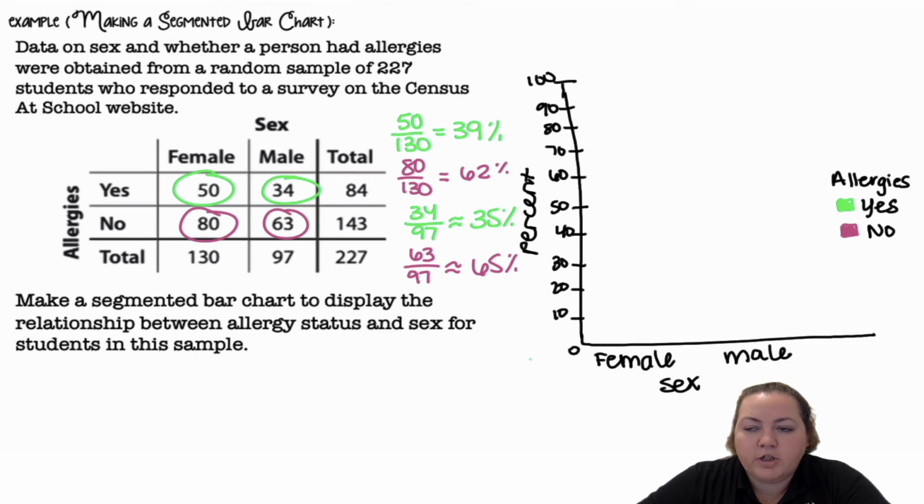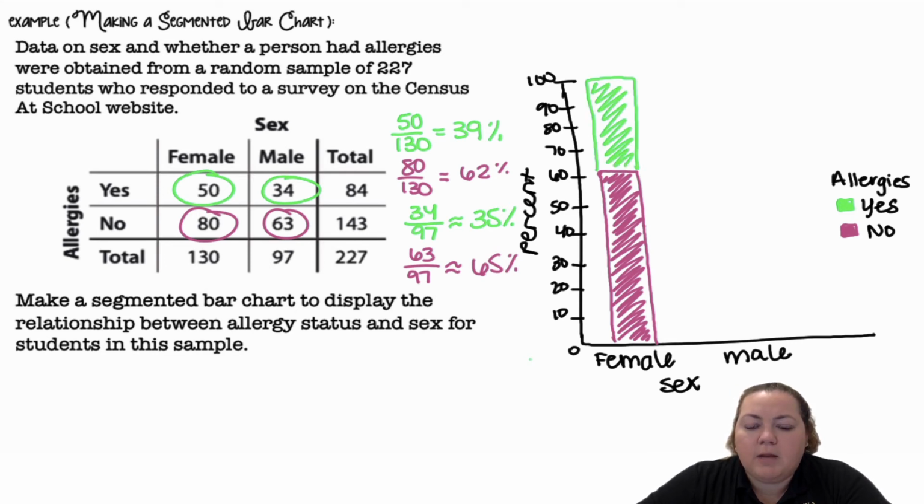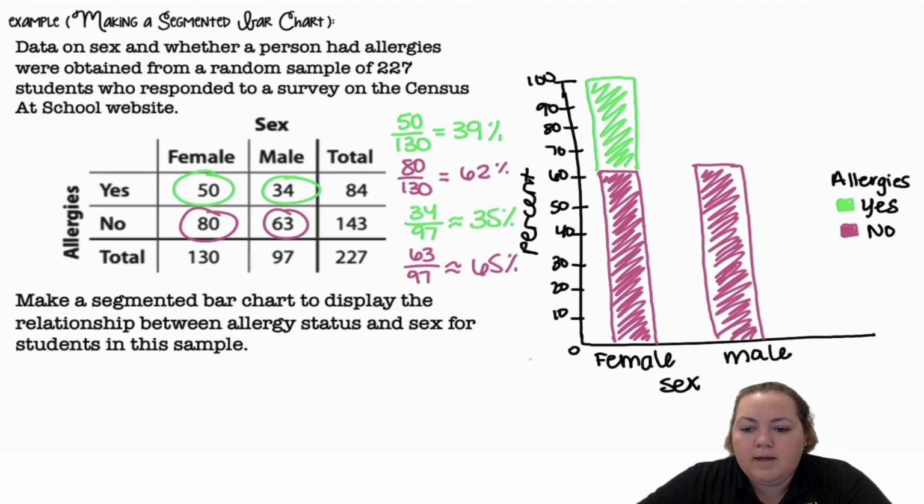If you don't have colors, you can just shade one in and then not shade the other, or put dots or stripes or something. All right, so females, we're going to 62% that do not have allergies, and 39% do. So together we stack those so that it makes 100%. All right, and then males, we have 65% that have no allergies and 35% that do have allergies. Okay, and that is a segmented bar chart.